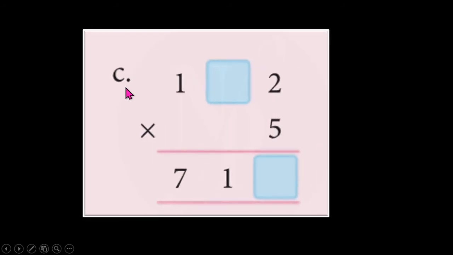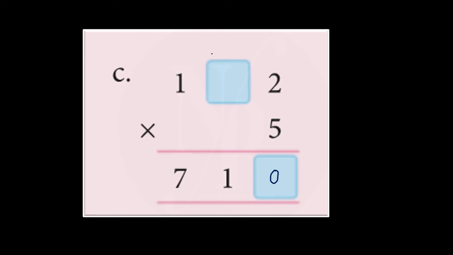Next question, C. Let us fill these blank spaces. The multiplier here is 5. 5 twos are 10, so we write a 0 here, and 1 is carried forward.